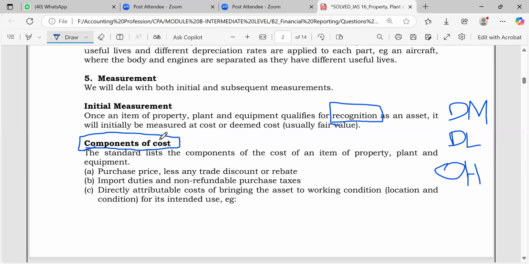You can obviously see, look, they're saying purchase price less any trade discount or rebate. You're going to purchase materials to make something, right? Let's say you need to make a vehicle, you need the material. Obviously, purchase price less any trade discount or rebate. Do you know the difference between trade discount and cash discount? What is the difference?